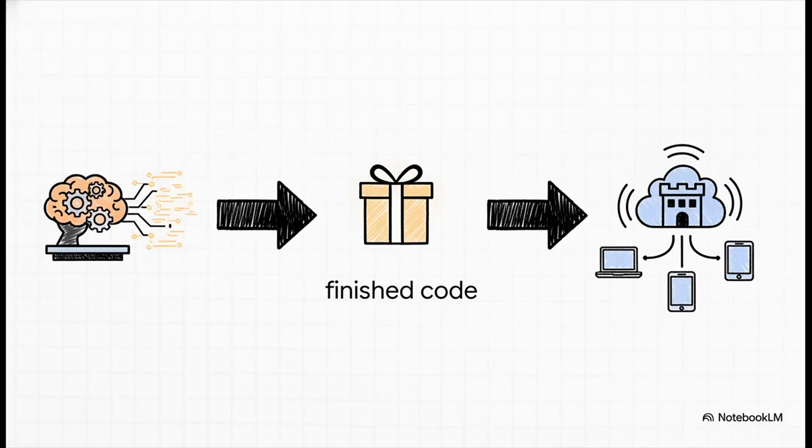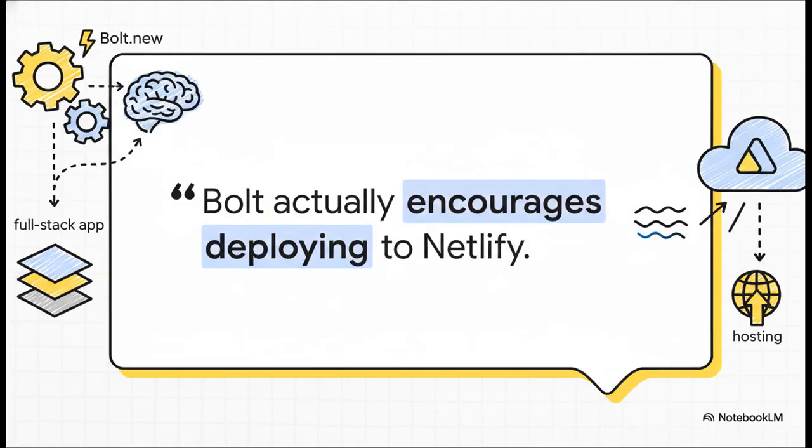Well, here's the crucial point. For most developers, they're partners, not competitors. The standard industry best practice way to do this is to use the AI builders for what they're amazing at, which is rapid creation and prototyping. And then you push that finished code to a dedicated host for the final live version. Let's take a look at a perfect example of this.